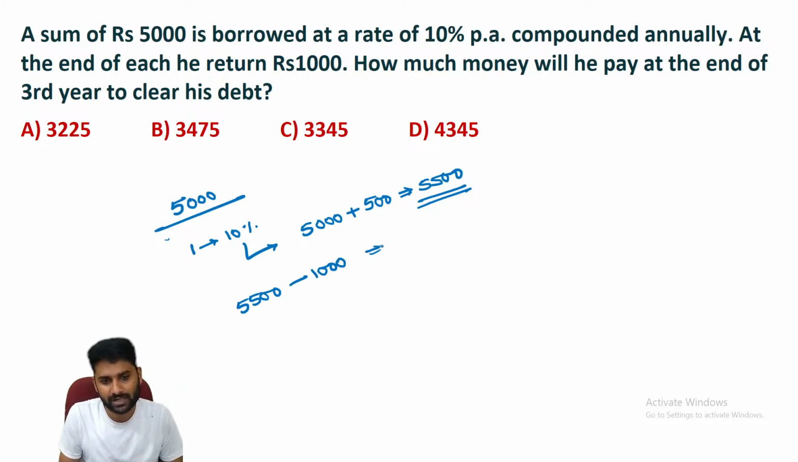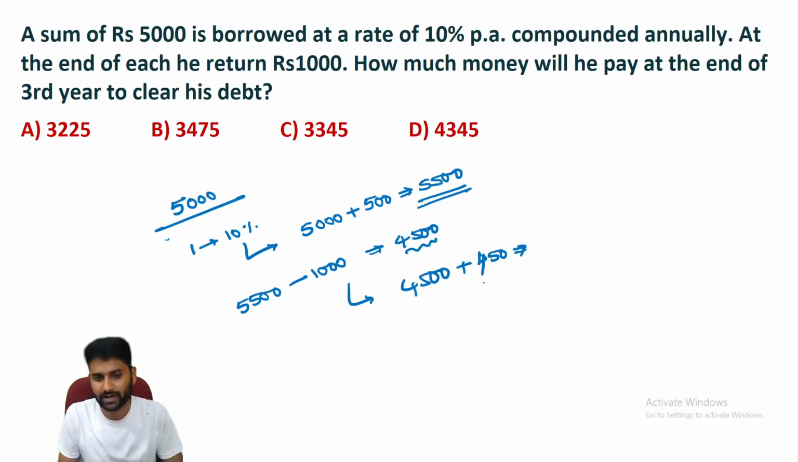Now still you have to pay 4,500. Now, for the second year, again you have to pay interest on 4,500. 10% of 4,500 is about 450. Again, you have to pay 4,950 rupees if you want to repay the whole amount at the end of 2 years. But still, you are continuing into the third year also. Again, you are paying 1,000 rupees.